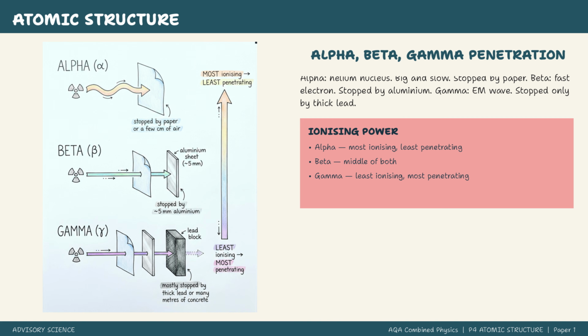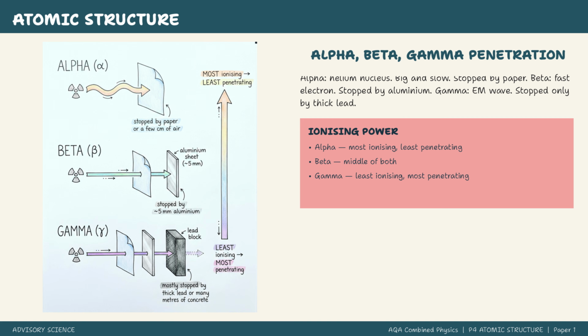Beta radiation is a fast-moving electron ejected when a neutron inside the nucleus transforms into a proton and an electron. It has medium properties and is stopped by aluminium. Gamma radiation is a pure electromagnetic wave of energy. It has low ionizing power, but incredible penetrating power, and it requires thick lead or concrete to stop it.